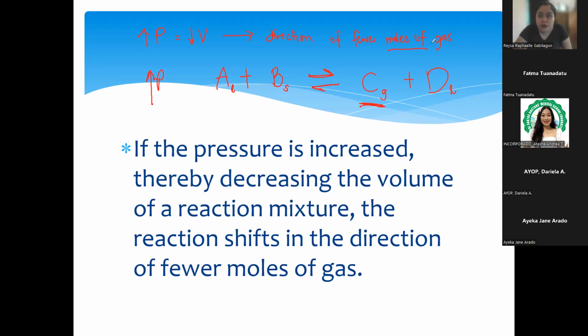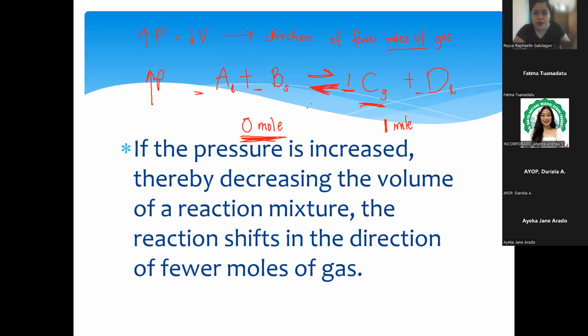So how do you know the moles of gas? Yung coefficient niya dyan. Okay, titingnan natin yung coefficient, yung number sa tabi ng chemical formula. Okay, so ito meron siyang isa. So this side has 1 mole of gas. Ito naman wala kasi liquid and solid yan siya. So ano daw ang ibig sabihin? Magfe-favor yung reaction doon sa side na merong fewer moles of gas. So definitely ito kasi wala nga siya. So meaning, mag-shift yung direction of the chemical reaction going backward.